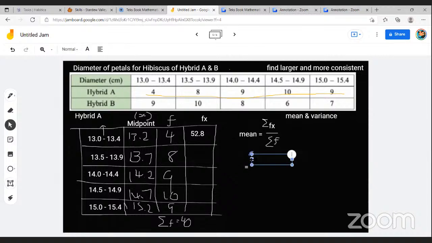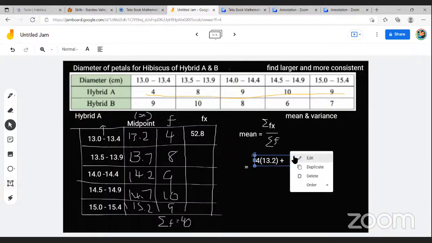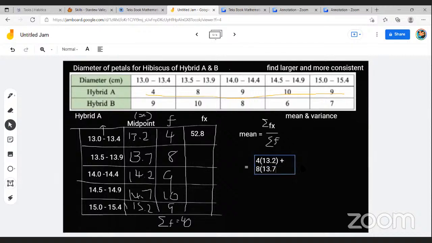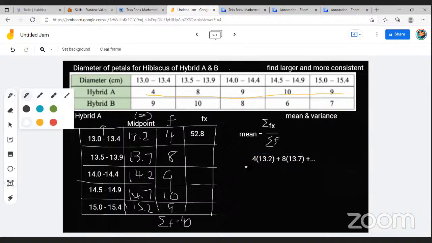So if you want to write it in long form, it'll be 13.2 times 4. Of course, I'm not gonna write the whole thing. Now you just keep on going, like let's say 8 times 13.7. So it's basically frequency times midpoint. And then you keep adding these all together, dot dot dot. And you divide this by your total of frequency, which in this case is 40. The total frequency, you get by adding all of these together.